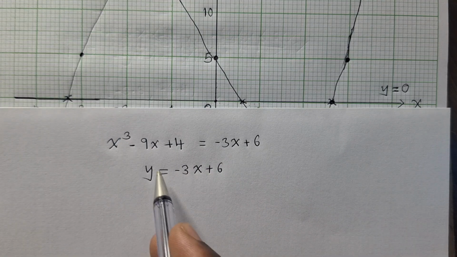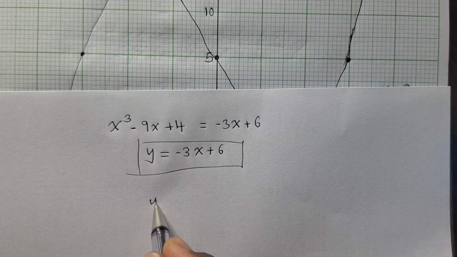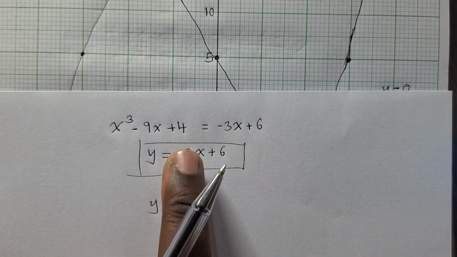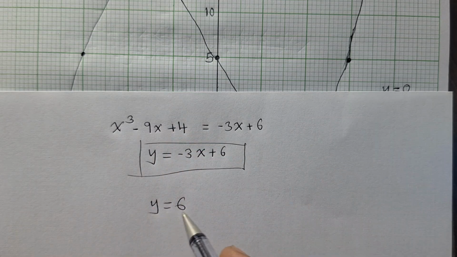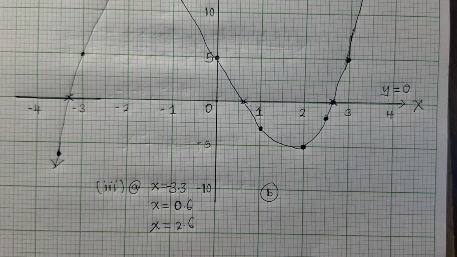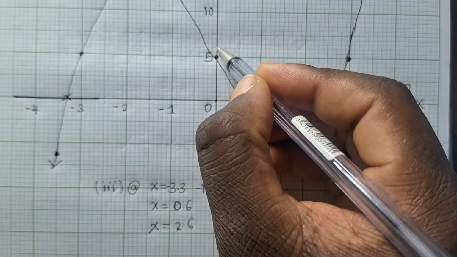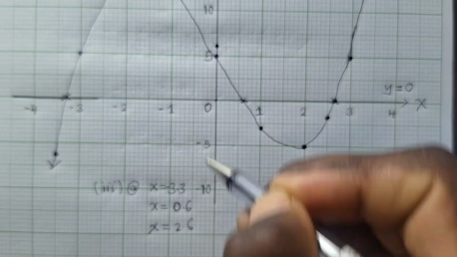In graphing this equation, we're just going to say y is equal to 6, meaning we shall say x is equal to 0. So here, x is equal to 0. What will y be? y will be equal to 6. So go to where 6 is on the y-axis. Since this is 5, 6 automatically must be here. Okay, this is where 6 is.